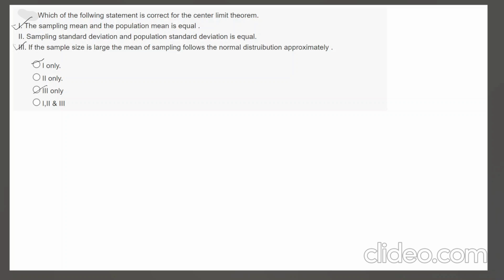The sample standard deviation and population standard deviation are not equal. Only when the population standard deviation is divided by root n is it the sample standard deviation. Then only the second option would be correct. Otherwise, 1 and 3 are correct.